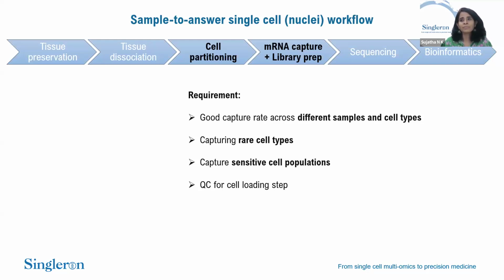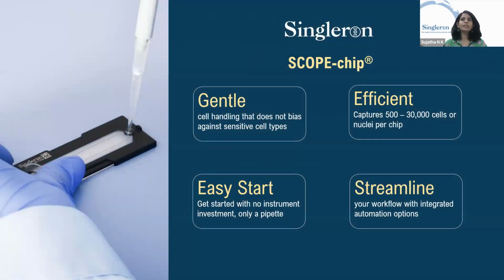You want to make sure it can capture rare cell types, which can be achieved if you are able to target more cells. Also, capture sensitive cell populations. During dissociation and the general workflow, cell types that are very sensitive can either burst or die in the process, so you want to make sure they are not lost. And it would always be nice if you can QC any of these steps, so make sure that everything is on track. And so here I'd like to introduce our single cell capture method.